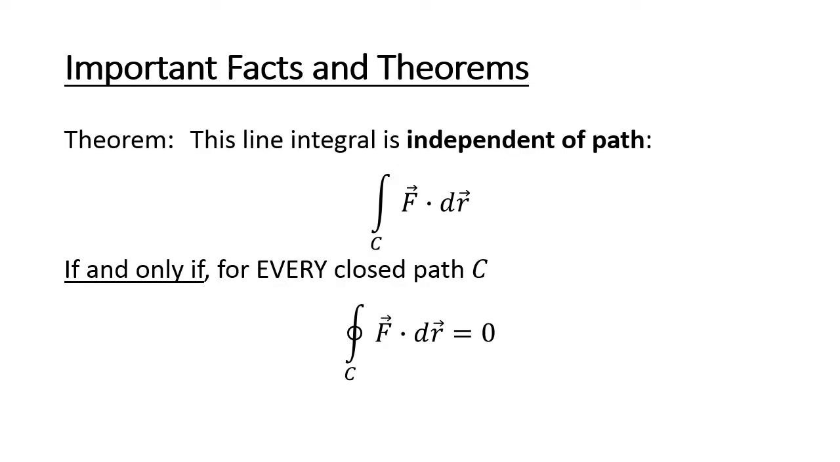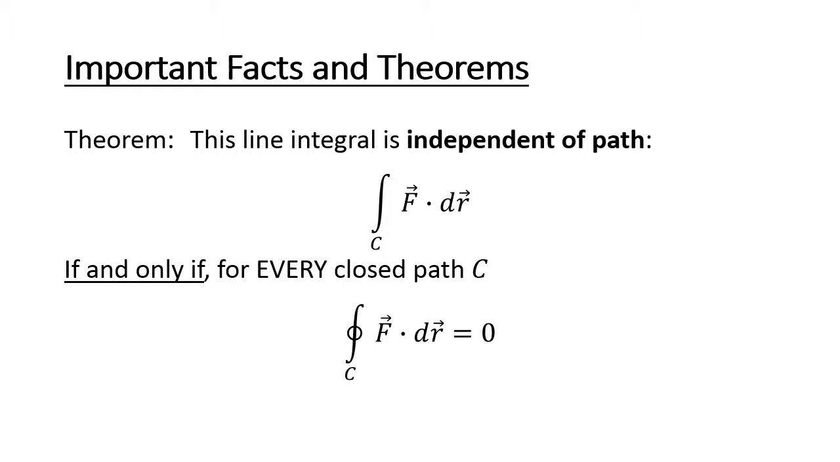The second theorem kind of makes use of our new notation as well. And this theorem states that the line integral is independent of path if and only if, for every closed path C, the integral is equal to 0. And again, if and only if, this can work backwards. So if my closed path on my line integral is 0, I know I can work backwards, and it must have been independent of path to begin with.